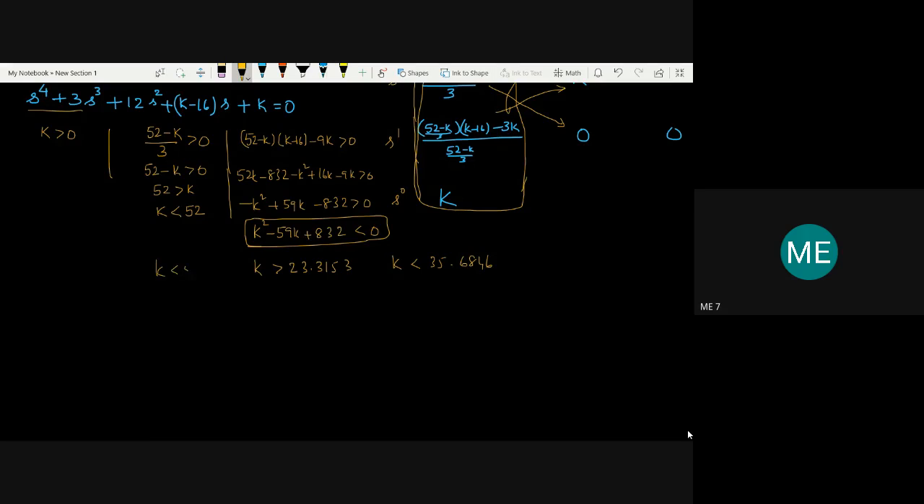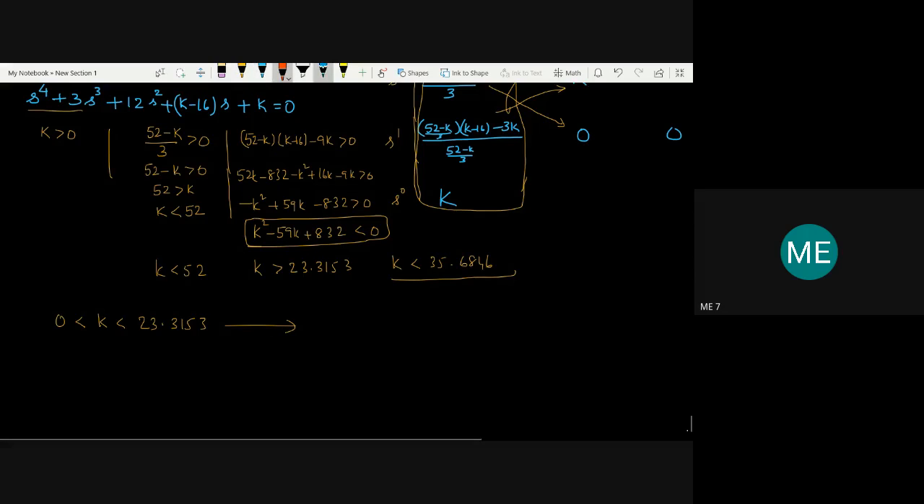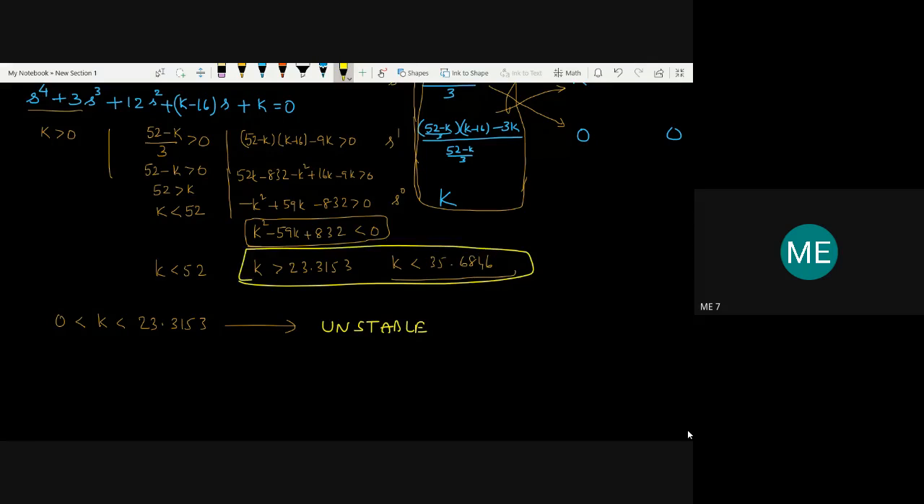k is less than 52, and here if you look, k is less than 35 also. So it can take the value of a common range. If I take the common range, k lies from 0 to less than 23.3153. Because the system is stable for k greater than this and less than the upper value, for any value from 0 to 23.3153, the system will become unstable. So here, for this range only the system is stable.